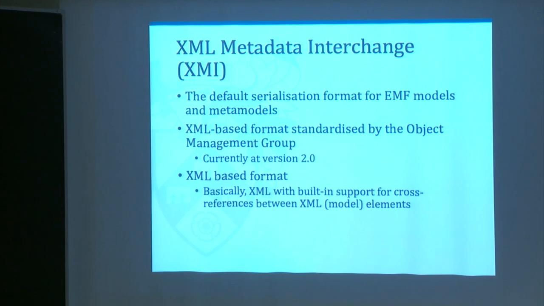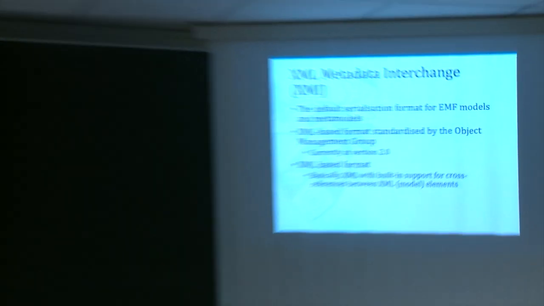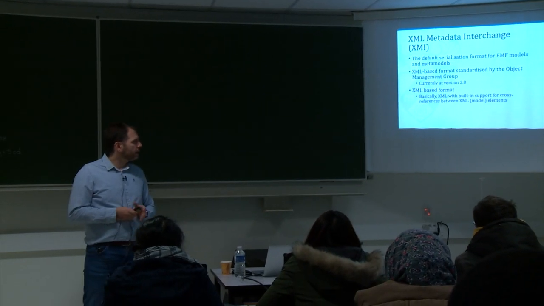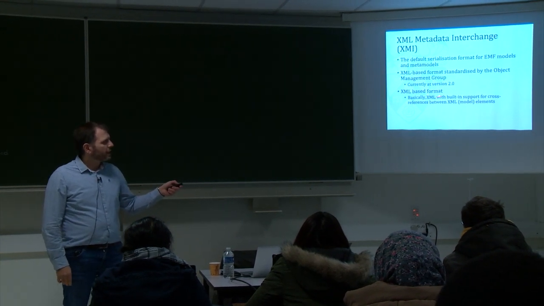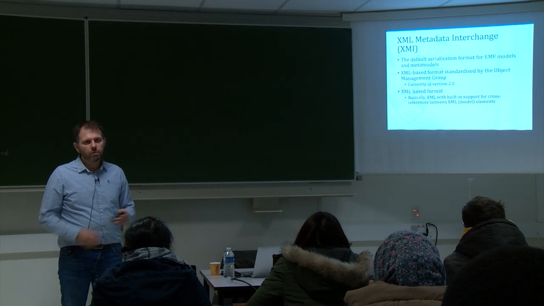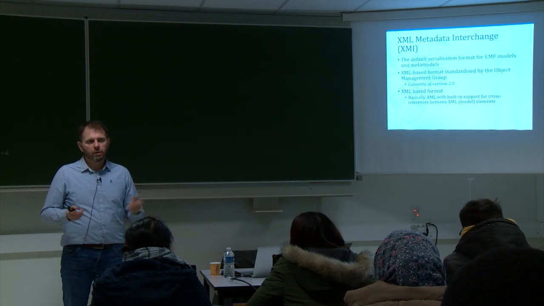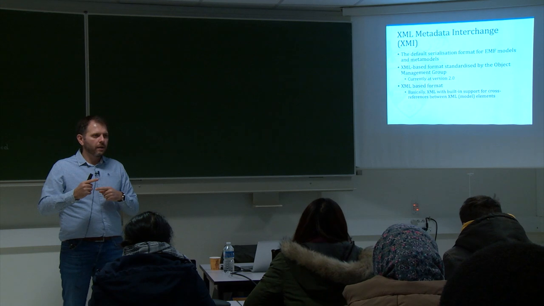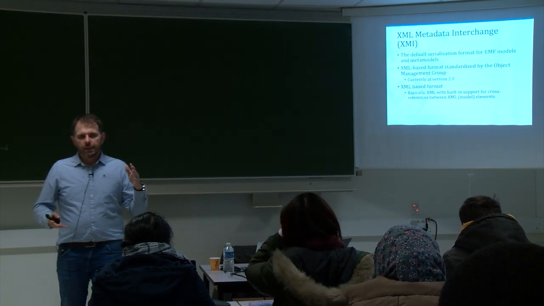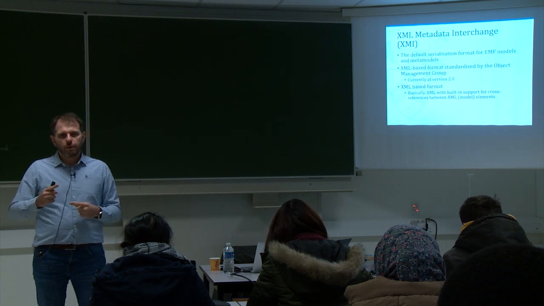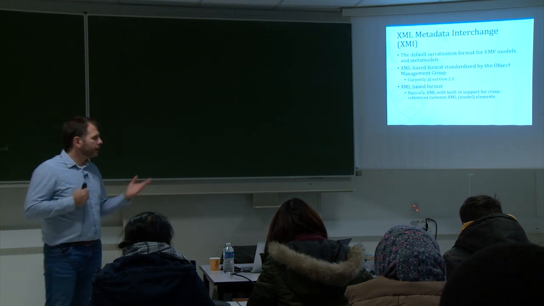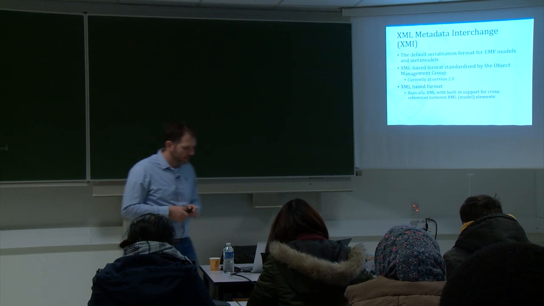By default, models in EMF are persisted using XMI. XMI is a standard managed by the Object Management Group. Essentially, it's XML with identities. Because models are essentially typed object graphs, we need to be able to refer between elements. XML, by default, is a tree, so we need a tree with ways to cross-reference other elements, so essentially identities, and that's what XMI is pretty much.